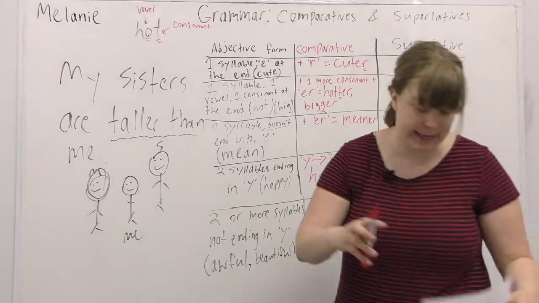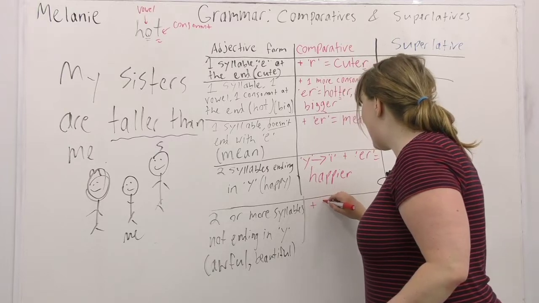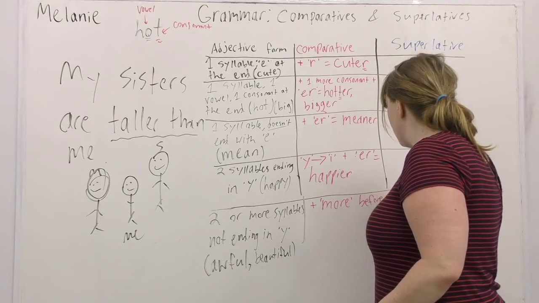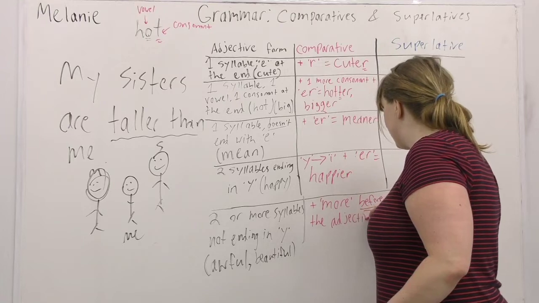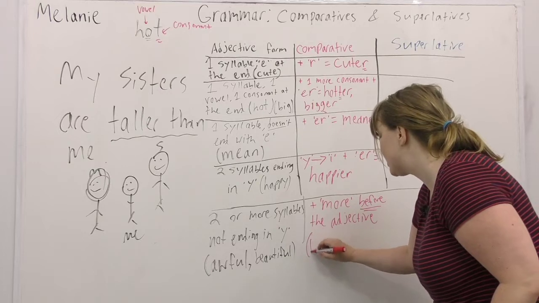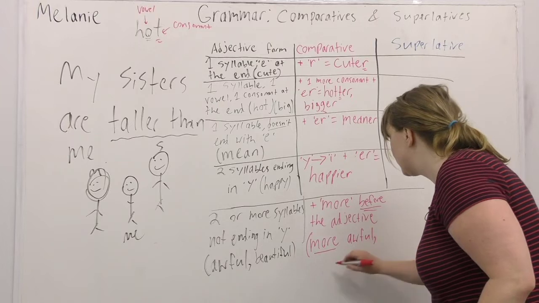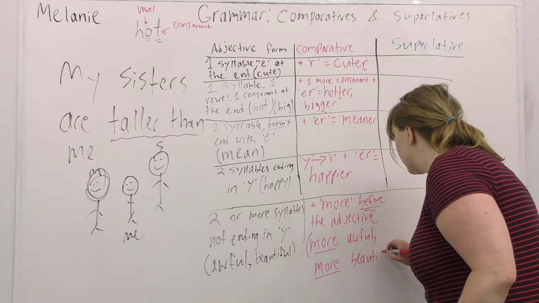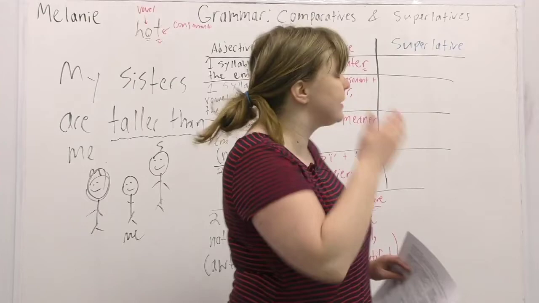So what's gonna happen is you're going to add more before the adjective. So this is a bit different from these guys up here. So what you're going to say, for example, is more awful, more beautiful. Okay, now let's think of some example sentences.